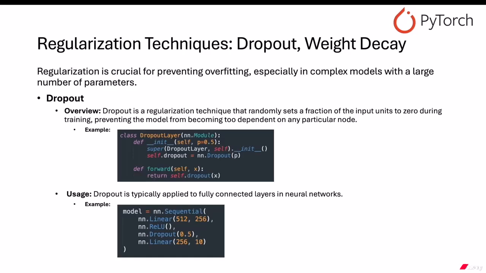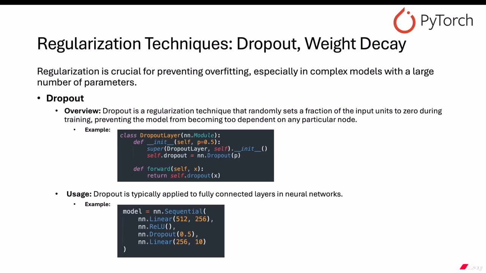Regularization techniques. There's dropout and then there's weight decay. Regularization is crucial for preventing overfitting, especially in complex models with a large number of parameters. Dropout. Now, dropout is a regularization technique that randomly sets a fraction of the input units to 0 during training, preventing the model from becoming too dependent on any particular node.